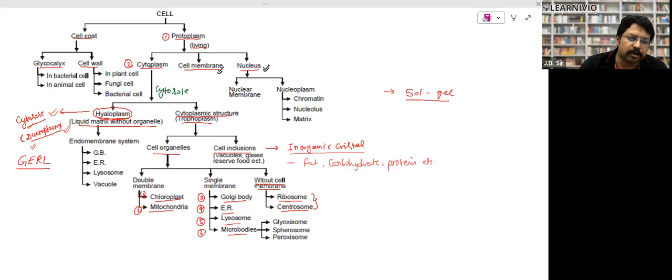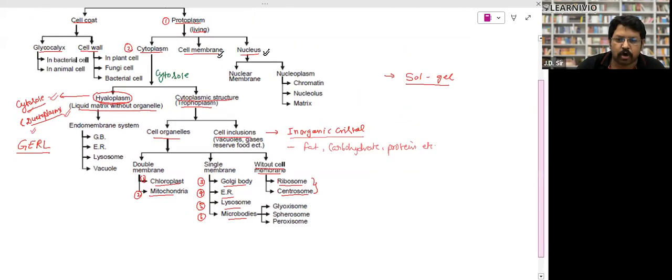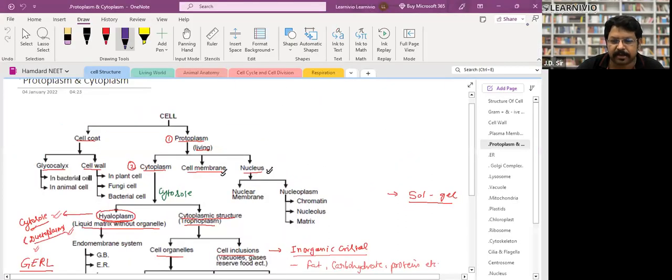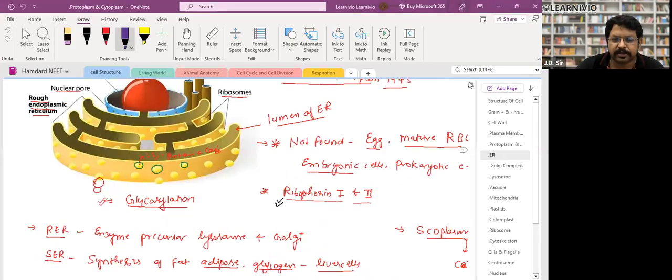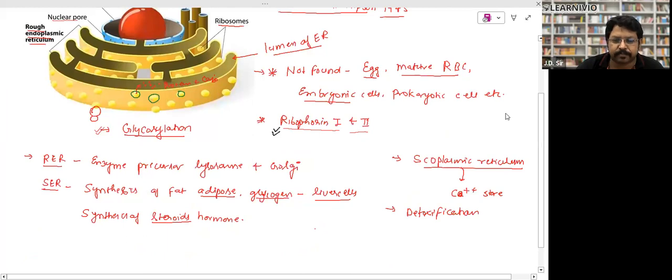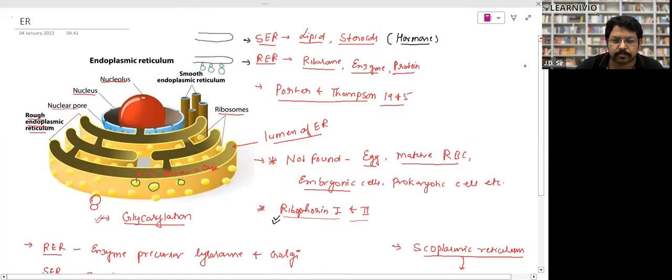Right? Further, cytoplasm is divided into two parts: hyaloplasm and cytoplasmic structures. Hyaloplasm is also known as the cytosol, right? And cytoplasmic structures are mitochondria, Golgi complex, and all that, right? So that is the cytoplasm. All the gel-like substance which is found inside the cell is called cytoplasm. So let's discuss the organelles one by one. This is the structure of endoplasmic reticulum, ER, endoplasmic reticulum.